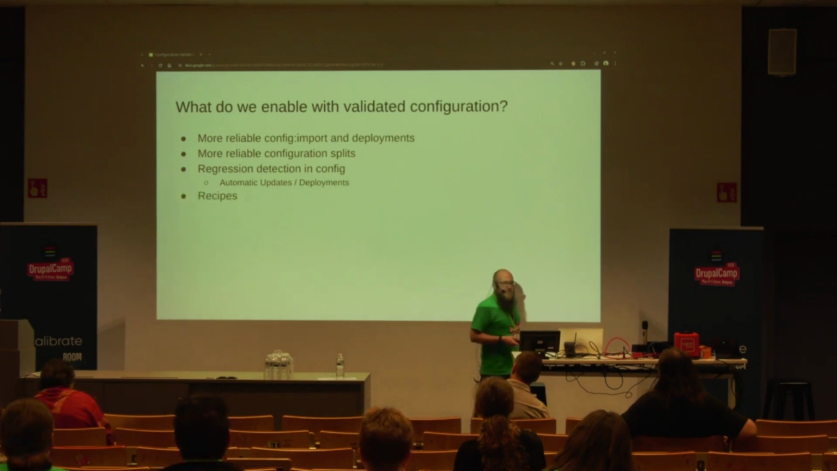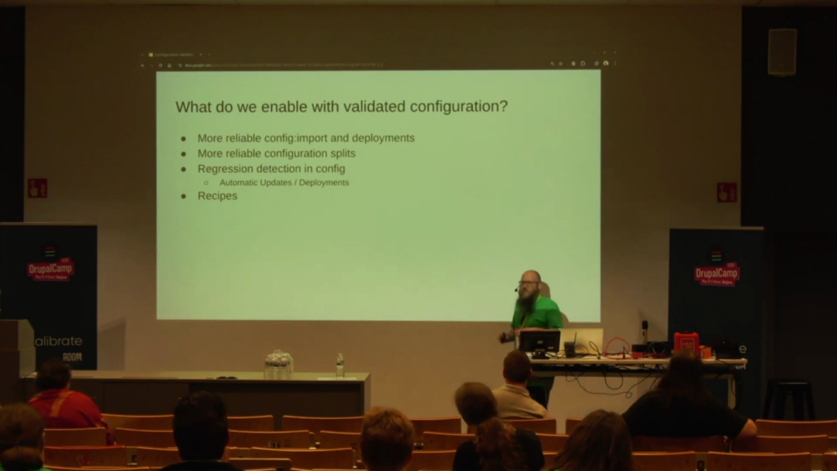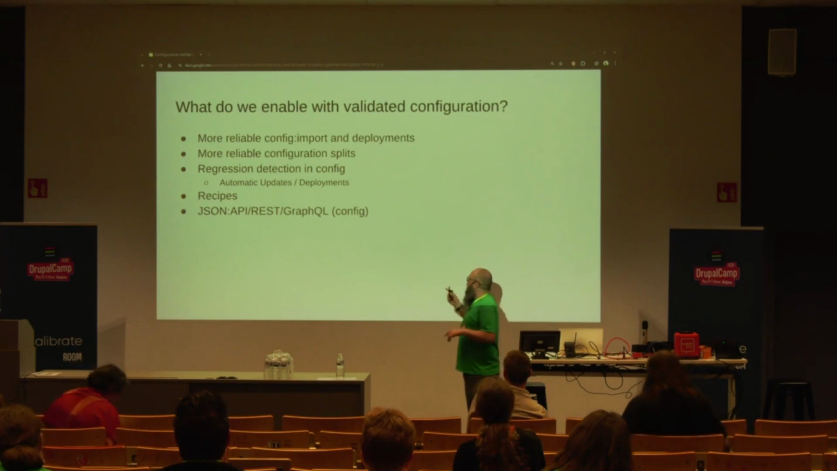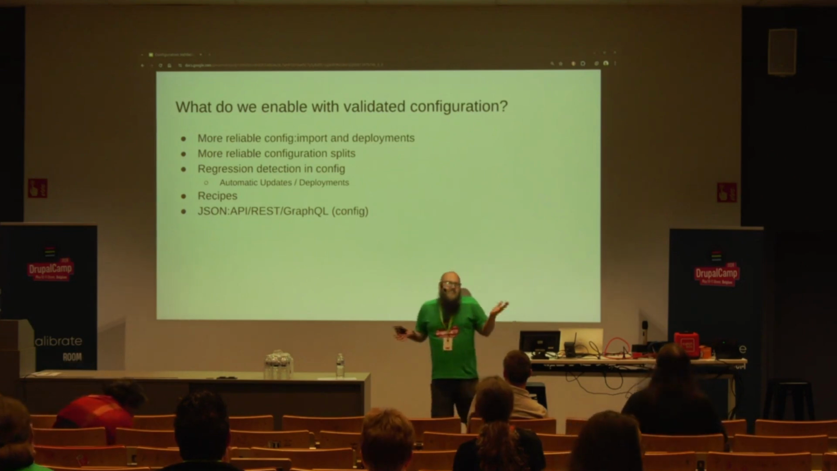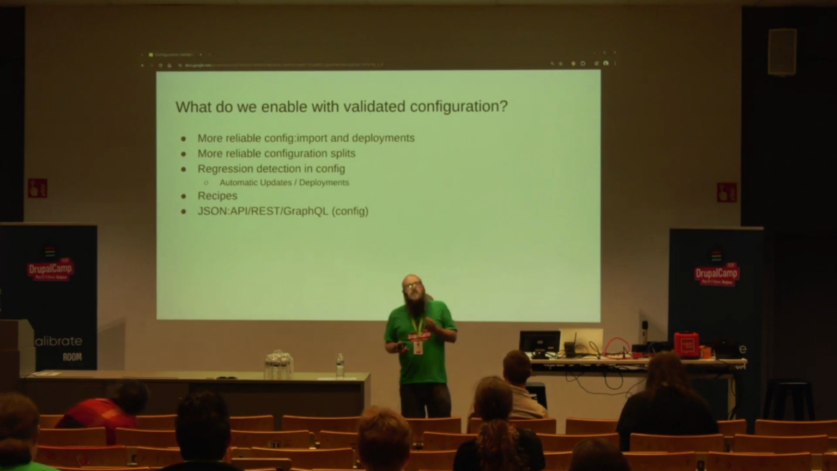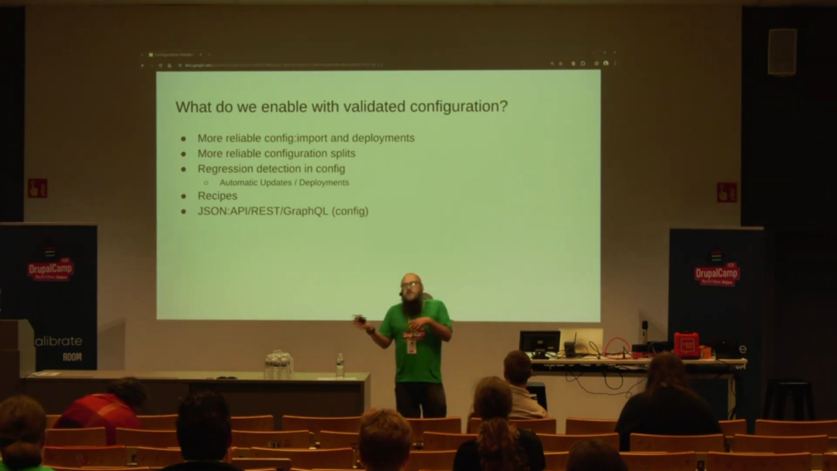As well as recipes, which is the new thing and has been committed three or four days ago. I'm going to talk about this a little bit more in detail, but not too much. And then JSON API, REST, and GraphQL. This is a thing that already happens in Drupal and we know how that works, and that works really well. But we can only do it for content, not for config. Because it's not validatable, we cannot be sure that what gets sent from somewhere else to our Drupal site is actually correct.